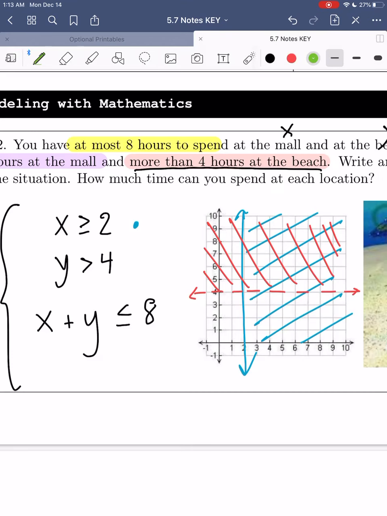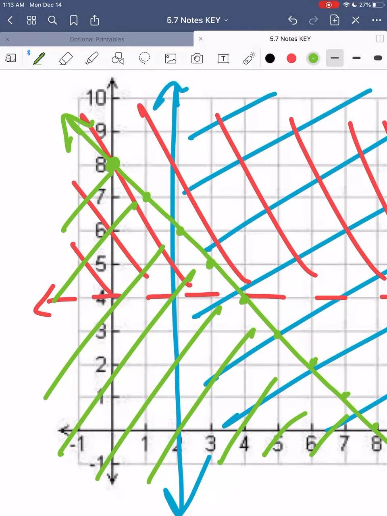And the last one on here, maybe I'll make this green. X plus Y is less than or equal to 8. So I'm going to rearrange this, subtract the X over. So I have positive Y is less than or equal to negative X plus 8. Negative X means I have a slope of negative 1. And that's a solid line. There we go. And less than or equal to means I should shade below that. So I'm shading down here. So the only spot where they overlap is this little triangle right here. Here's the triangle where they overlap, but not along the bottom red line.